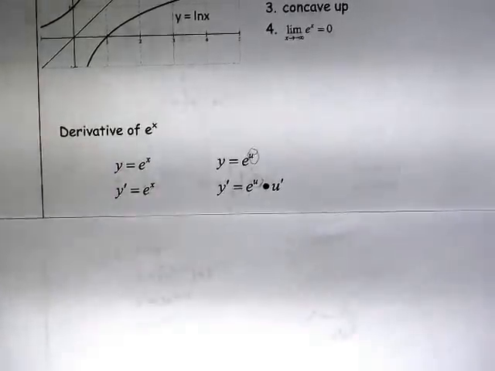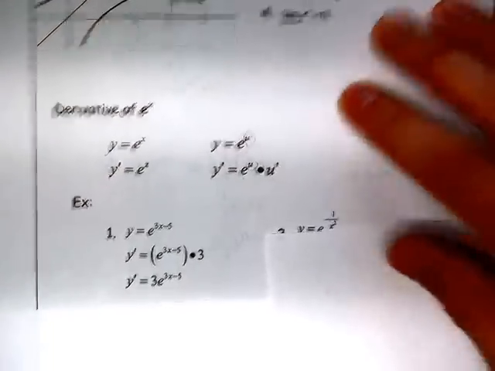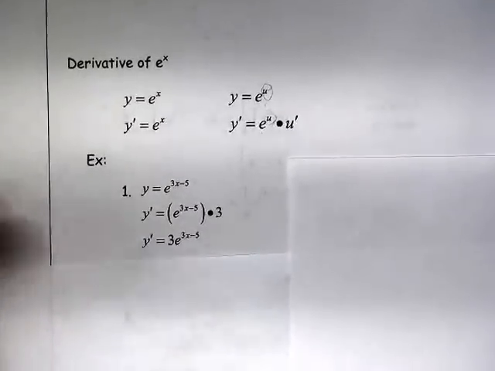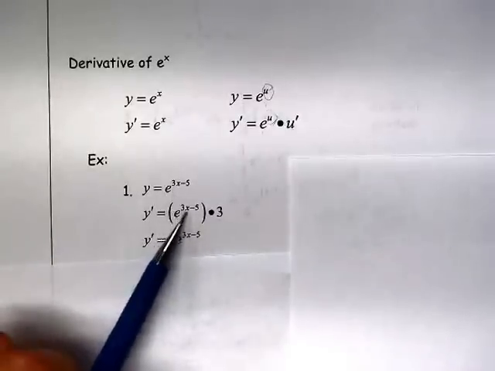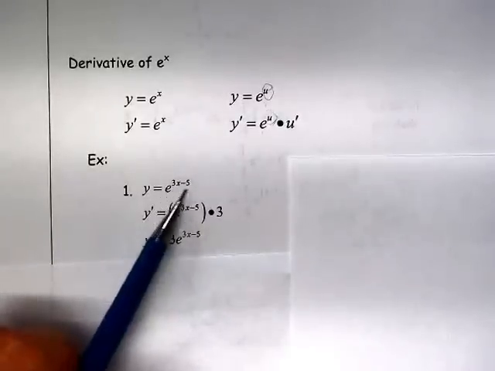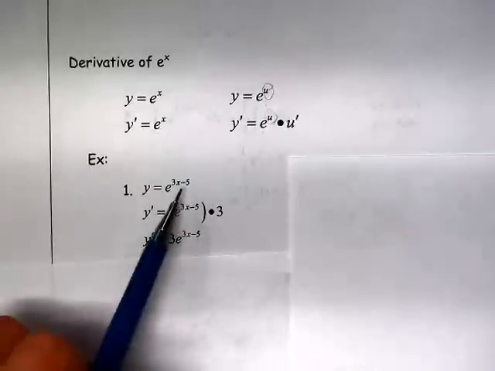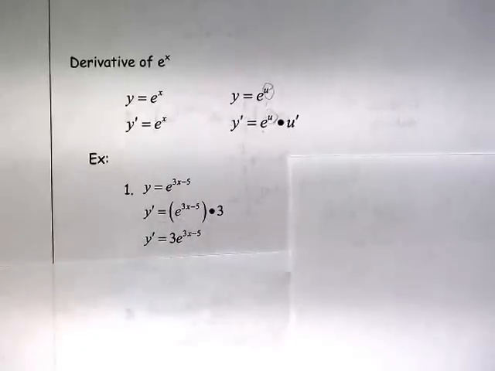All right, so when we work on these derivatives, if I have e to the 3x minus 5, the derivative of that, y prime, is that same e to the 3x minus 5 times the derivative of 3x minus 5. And the derivative of that is, of course, just 3, and then 3 becomes the coefficient here, and I can write it that way.